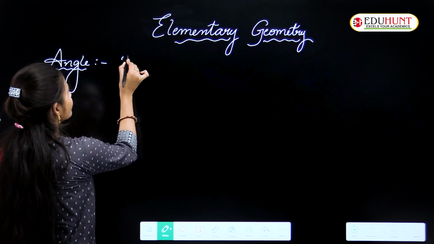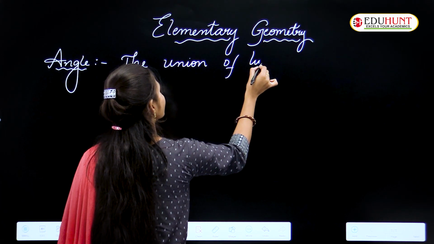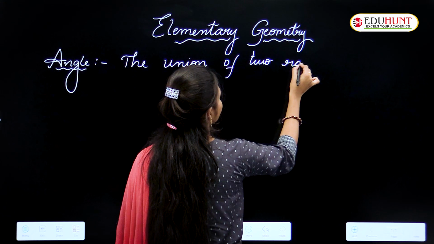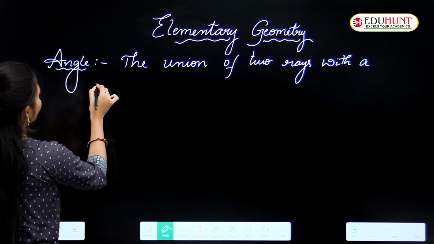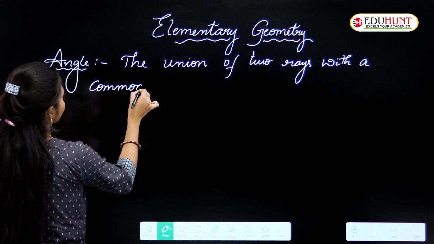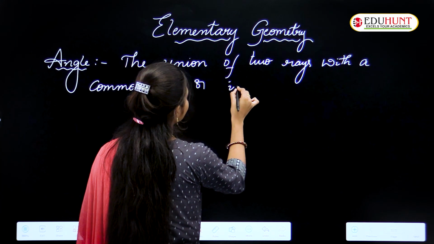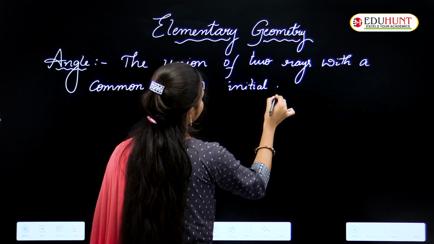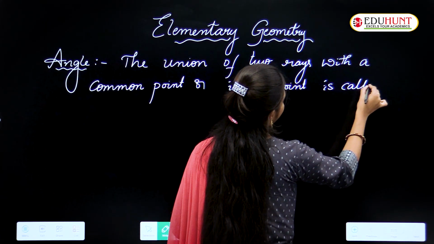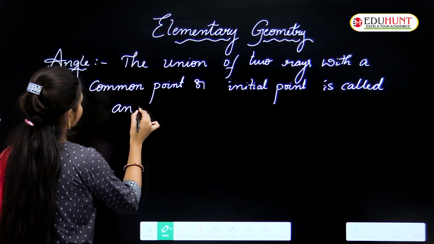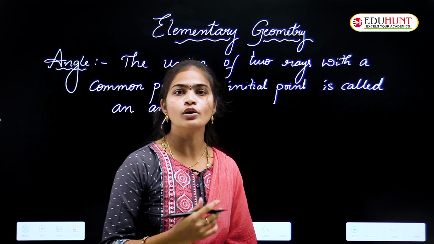The union of two rays with a fixed point or a common point, or an initial point, is called an angle. So here, what is the definition of an angle? The union of two rays.